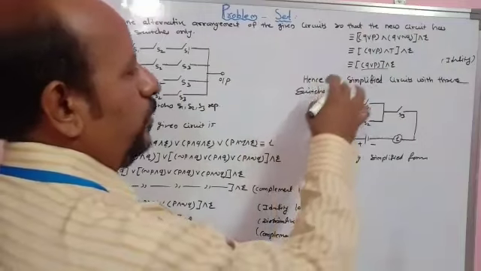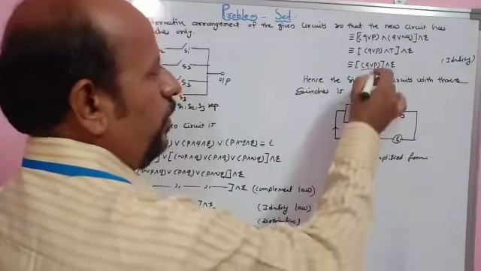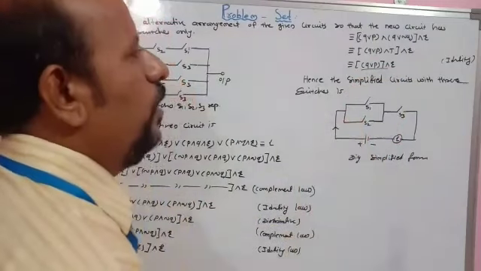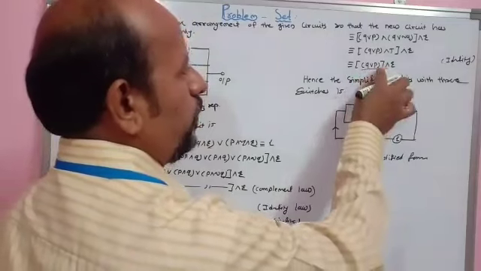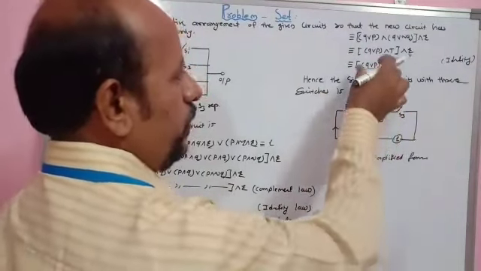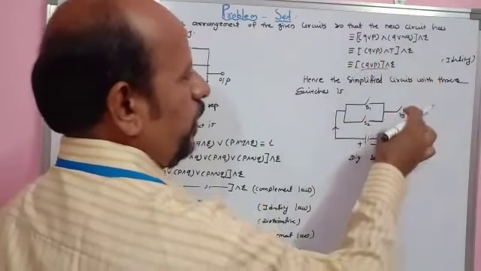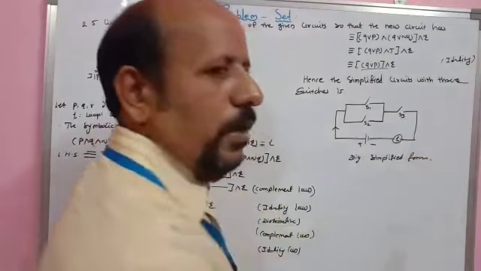Therefore we draw the simplified circuit diagram as here. For P we use S1, for Q we use S2, and for R we use S3. P or Q is in parallel connection, and it is in series with R. Therefore we draw the simplified circuit in this form.